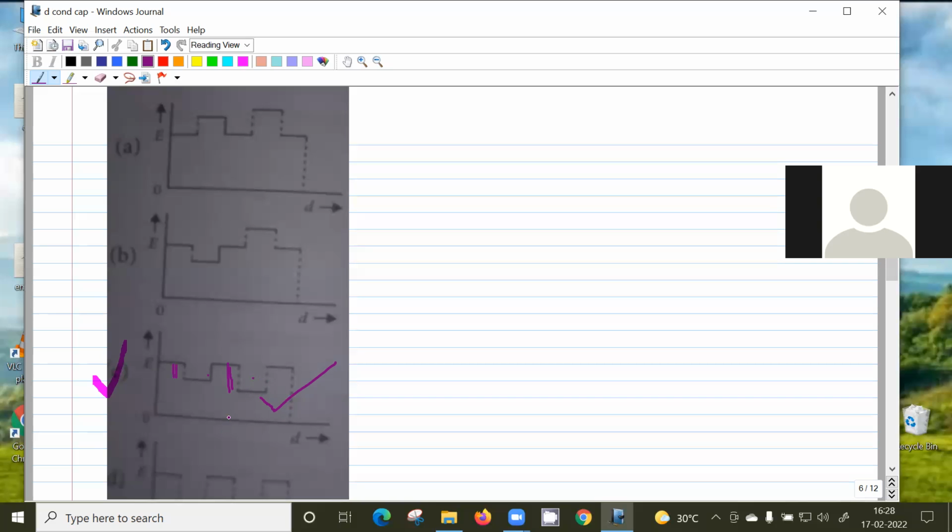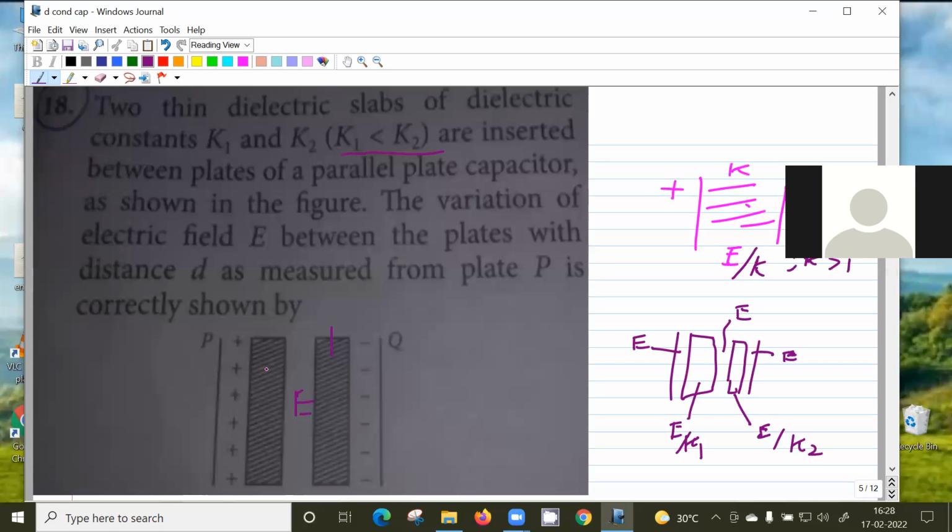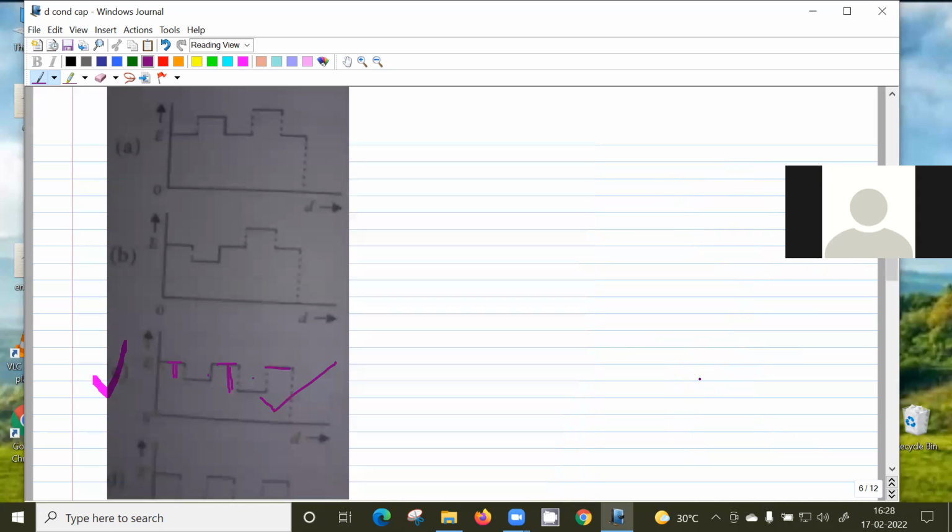So is it clear? Outside, the electric field is E only. Between two dielectrics there is air only, so here the electric field is E, which is the same as the electric field here. So only inside the dielectric will it drop down by a factor of 1 by K. Is it clear?